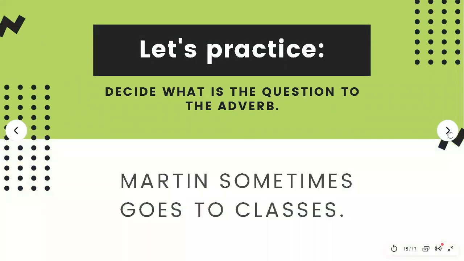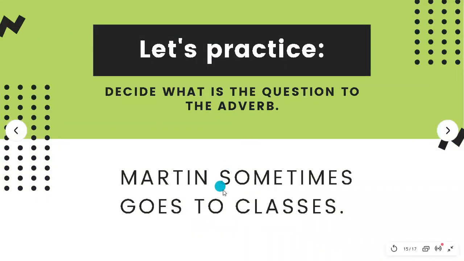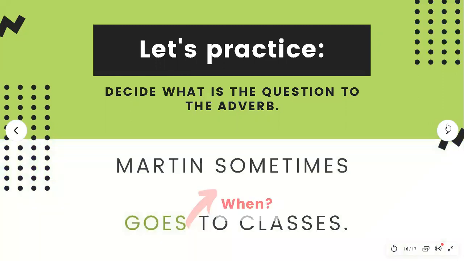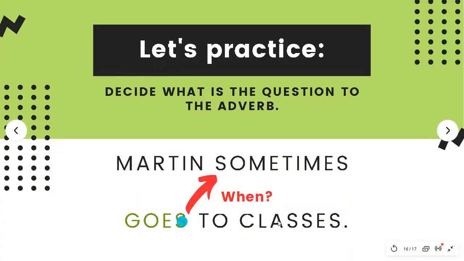Let's see the other example. What is the question to this adverb? ¿Cuál sería la pregunta a este adverbio? Martin sometimes goes to classes. Okay. Entonces acá tengo el verbo. Al verbo yo le pregunto. Goes. Martin goes how or Martin goes when? ¿Cuál sería la pregunta aquí? Sometimes. Para reconocer el tipo de adverbio. ¿Cómo o cuándo? The question here is when, right? Because Martin goes to classes, pero no solamente va a clases, sino que ¿cuándo va a clases?